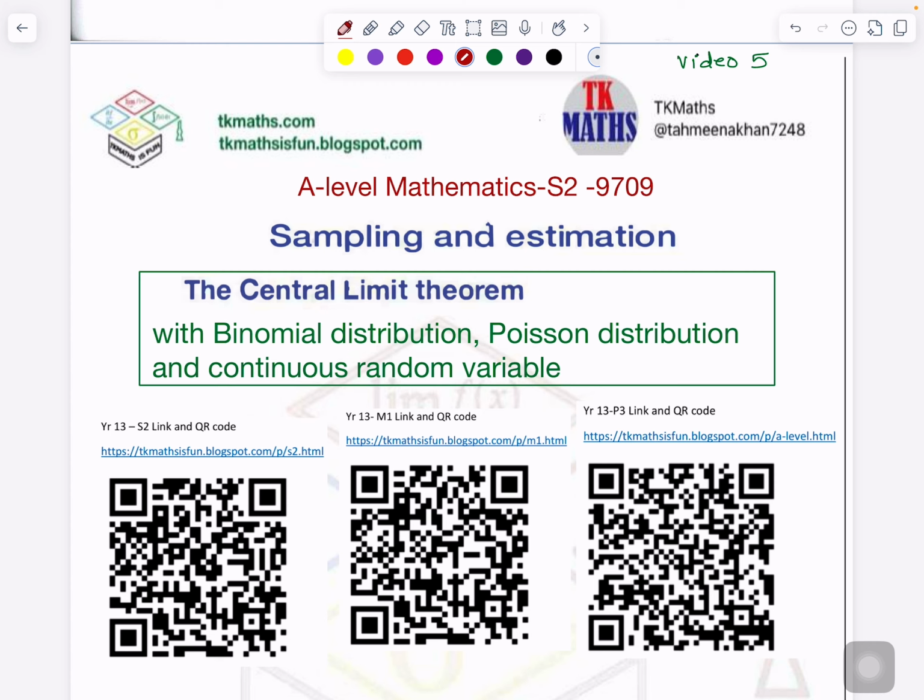In today's video, which is video number 5 on sampling and estimation, we will continue to study the central limit theorem, but with the binomial distribution, Poisson distribution and continuous random variable, and how these are connected. This is what we will see with the help of different examples.